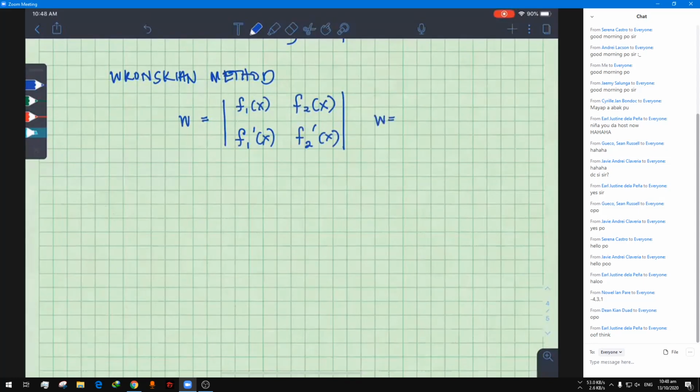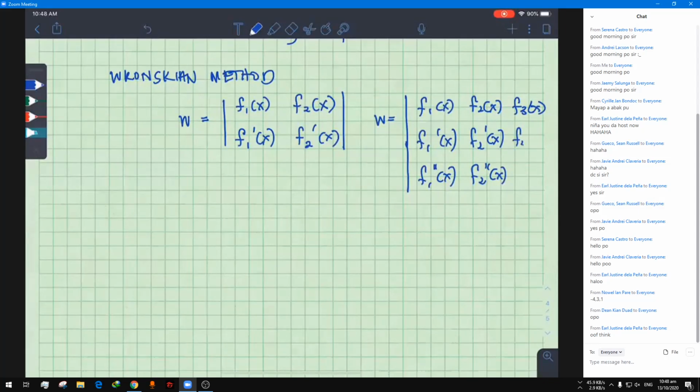So paano kung 3 by 3? So f1 of x, f2 of x, f3 of x. Pag tatlo, edi 3 by 3. So f1 prime of x, f2 prime of x, f3 prime of x. Tapos f1 double prime of x, f2 double prime of x, tapos f3 double prime of x.